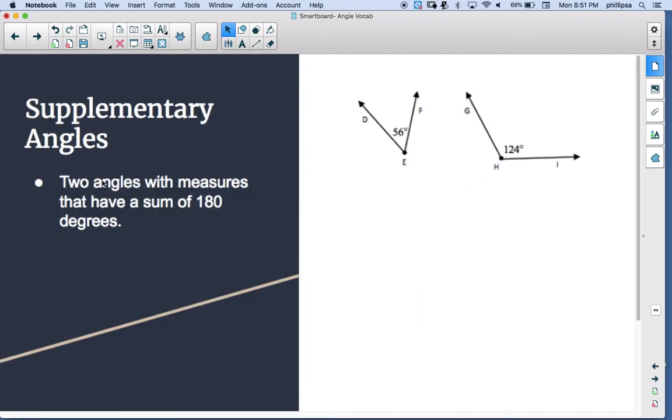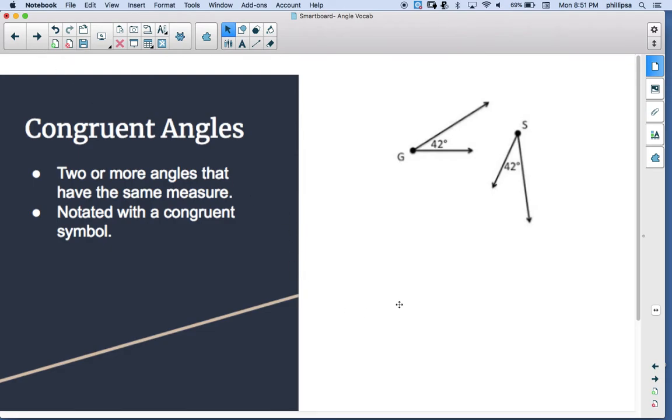Along the same lines are supplementary angles. Supplementary angles are two angles whose sum totals 180. So because 56 plus 124 is equal to 180 degrees, I would now know that angle DEF and angle IHG would be supplementary angles. Supplementary is going to be a really important term for us. So supplementary being that they total 180. Complementary totals 90. I always like to think that it's right to give a complement. Right is 90 degrees angle.